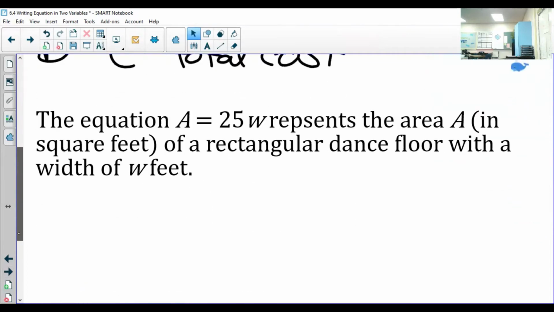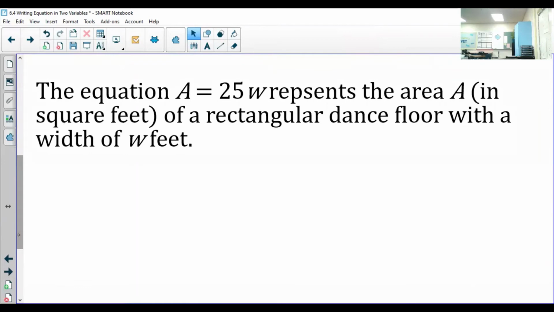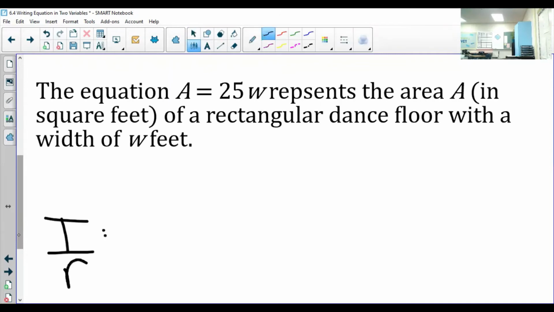Okay, so let's look at this one here. It says the equation A equals 25W represents the area of a rectangular dance floor with the width of W feet. The very first thing you always want to do is identify the equation. A equals 25W. Okay, that's where we're going to start. My variables are W and A.